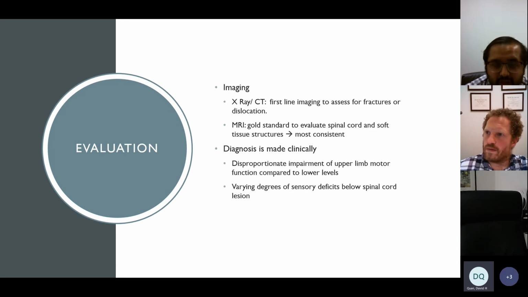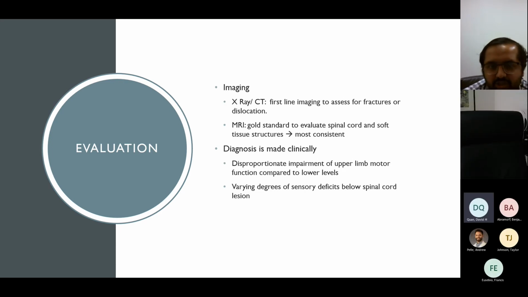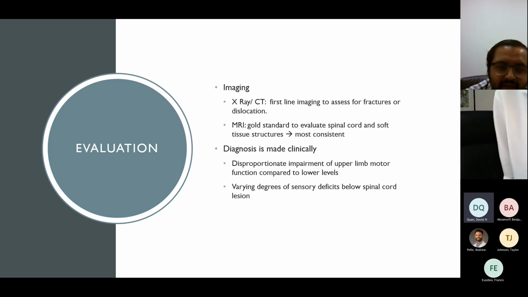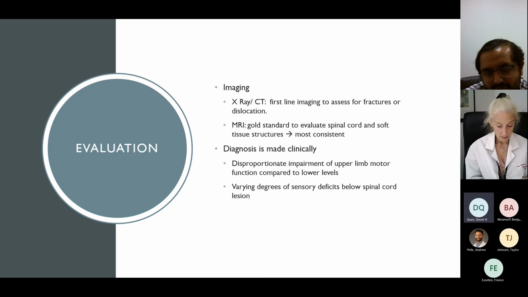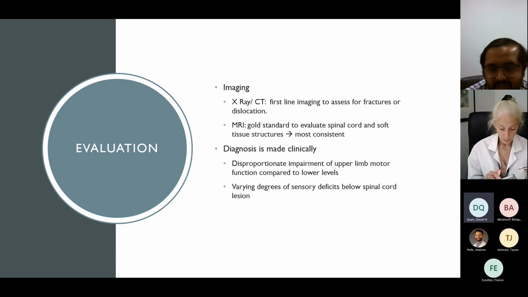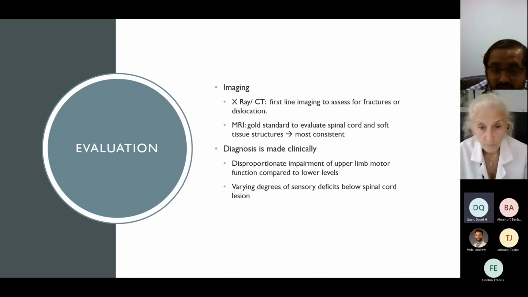Whenever these patients present, first line is, of course, to get an X-ray or CT to assess for any fractures or dislocation. The MRI is the gold standard to evaluate for any injuries to the spinal cord or soft tissue. It's the most consistent imaging finding, where you'll probably see a hyperintense signal to assess for possible injury to the spinal cord. Diagnosis, however, is made clinically.